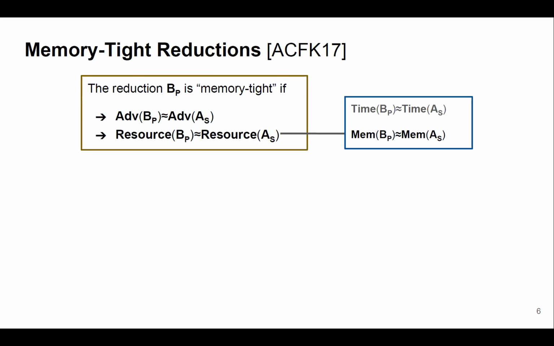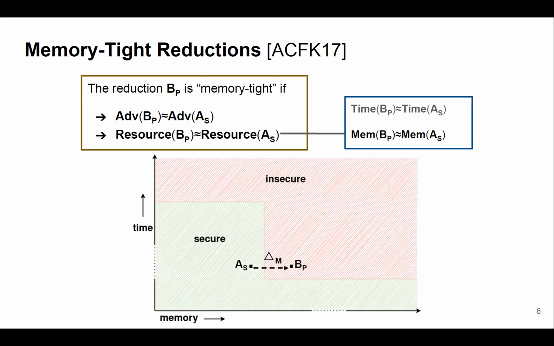In Crypto 17, Auerbach, Cash, Fersch, and Kiltz introduced the notion of memory-tight reductions, where they advocate that on top of a reduction being tight in terms of advantage and computational time, it is also important that the reduction be tight with respect to memory. Going back to our previous example, if we have a memory-tight reduction, then we end up with an algorithm that's in a secure region of the problem P, even for a massively larger computational time.